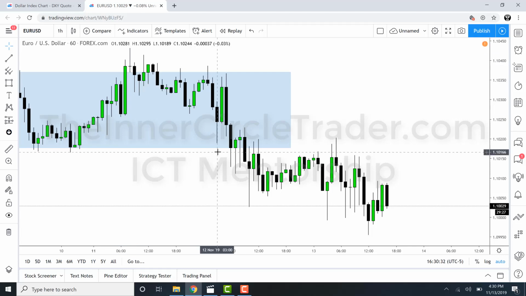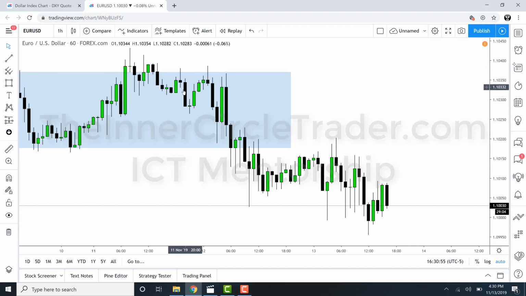Price rolls through, runs below relative equal lows. So sell side liquidity is tagged, purged, and it comes back up and rebalances all of this inefficiency. Let me take this off because these crosshairs are not good. I'm learning, folks. Give us time. A couple weeks, we'll be moving a little bit more smoothly with this platform.